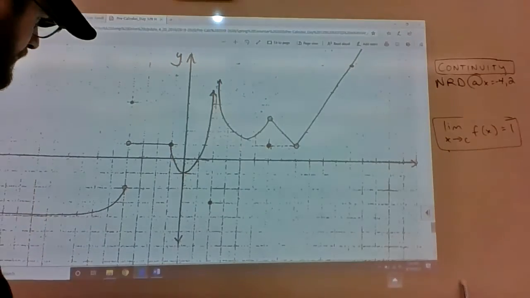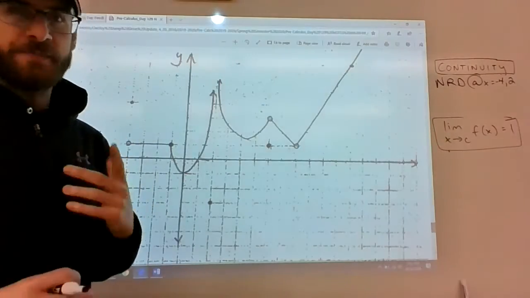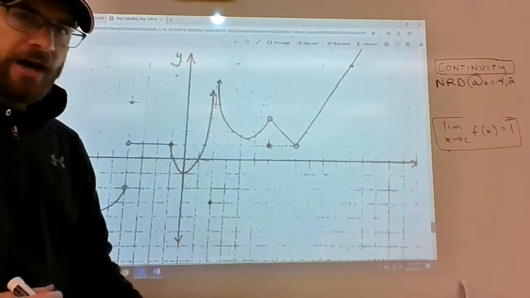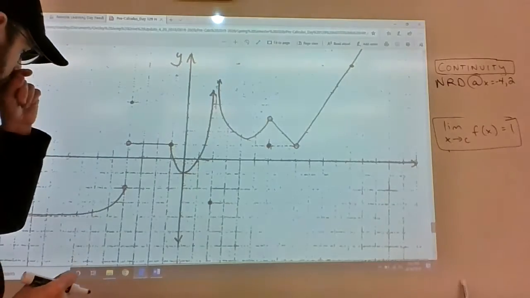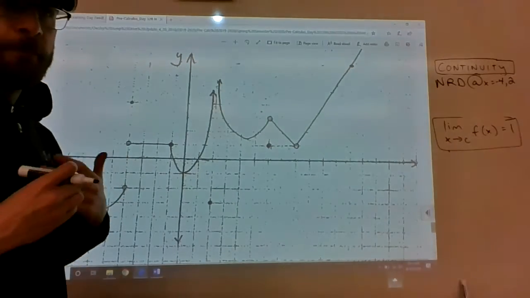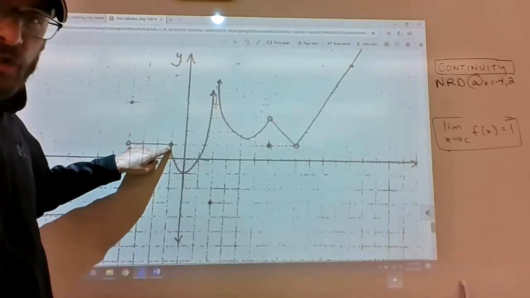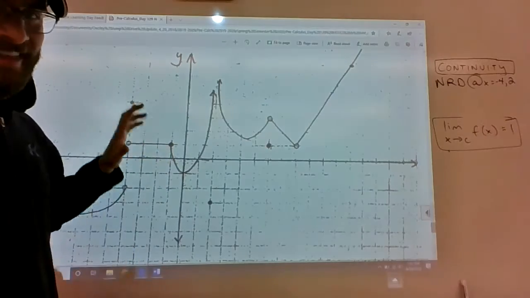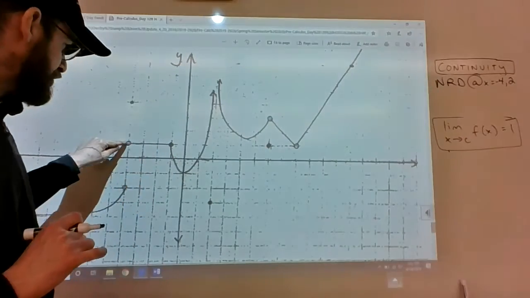Removable discontinuities. That's basically a place where you have an open circle, which is sort of like a giant pothole that does not allow you to cross. All right. So although these are holes in the graph, again, the break takes away its ability to be removable. This is a closed circle. That means it's not a discontinuity at all. The function is continuous.